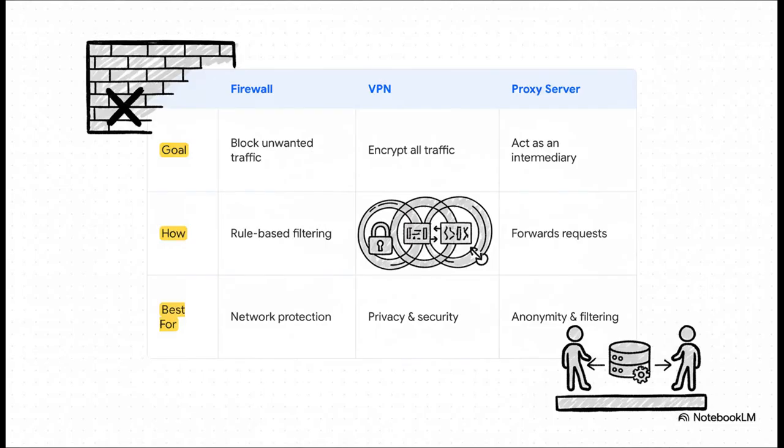This table really sums it up nicely. You can think of it like this. A firewall is the bouncer for your whole network, checking IDs at the door. A VPN is your personal bodyguard, protecting your data with heavy-duty encryption wherever you go. And a proxy server is your disguise, letting you appear to be somewhere you're not. They're 3 different tools for 3 very different security goals.